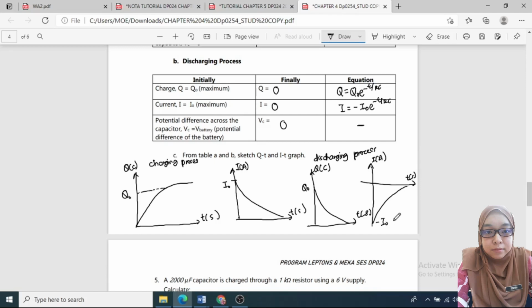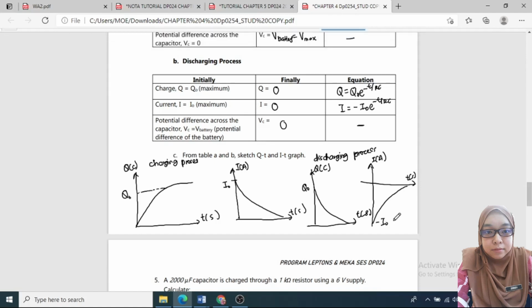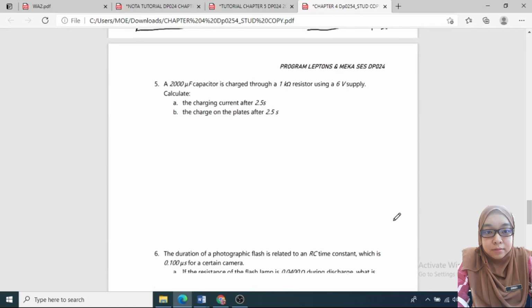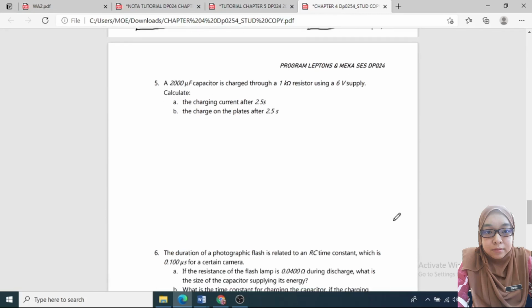Negative, I know. So this is the graph for Q-T and I-T graph. Alright, number 5. A 2000 microfarad capacitor is charged through a 1 kilo ohm resistor using a 6 volt supply. Calculate the charging current after 2.5 seconds. So I equal to I naught exponent negative t per RC.